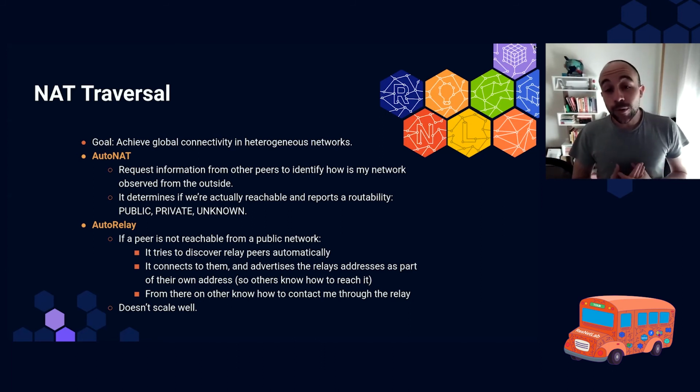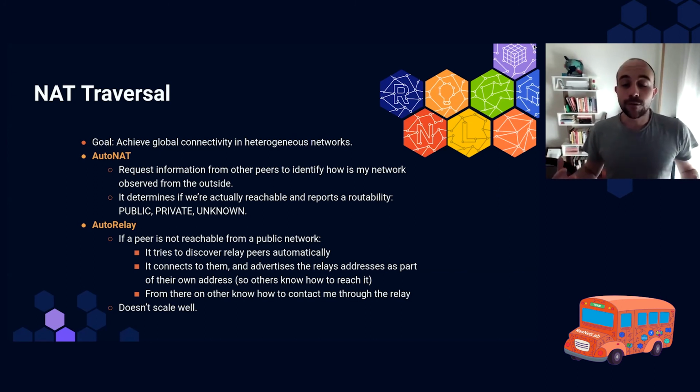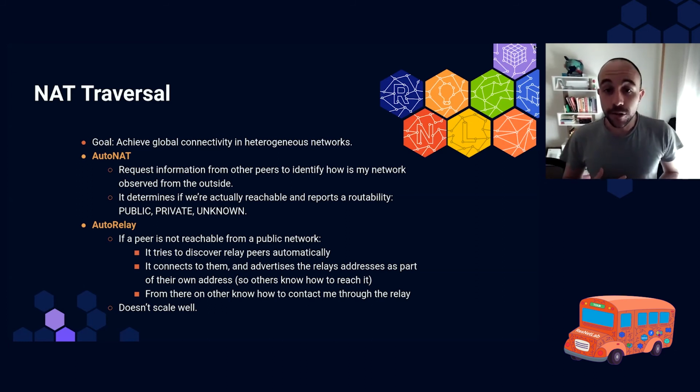The problem with auto-relay is that it doesn't scale. First, if there are a lot of peers connected to the same relay and all the traffic has to go through that relay, this relay may become a bottleneck. But not only that: in order to achieve global connectivity with auto-relay, we need to deploy a relay infrastructure throughout the whole globe in order to enable the running of auto-relays. So that's why this doesn't scale.